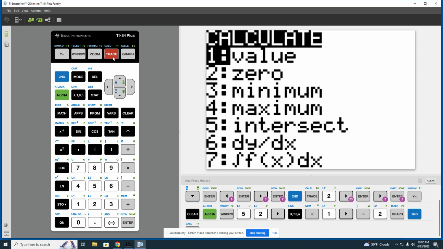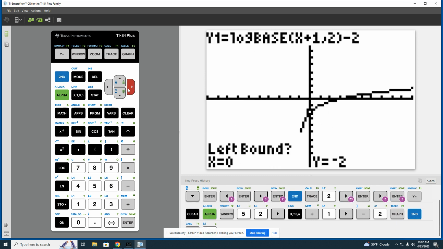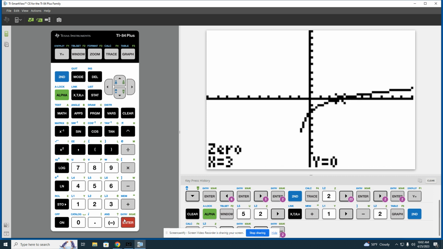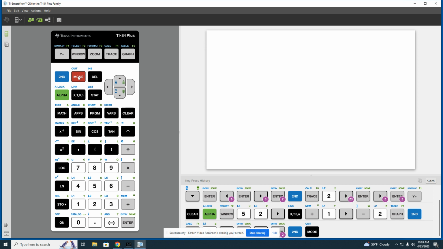So here I go. Second trace, number 2. I'm going to go just to the left of where it crosses the x-axis, push enter. Then I'm going to go just to the right of where it crosses the x-axis, push enter. Push enter one more time, and sure enough, where's it crossing the x-axis? At 3. Your x-intercept is 3.